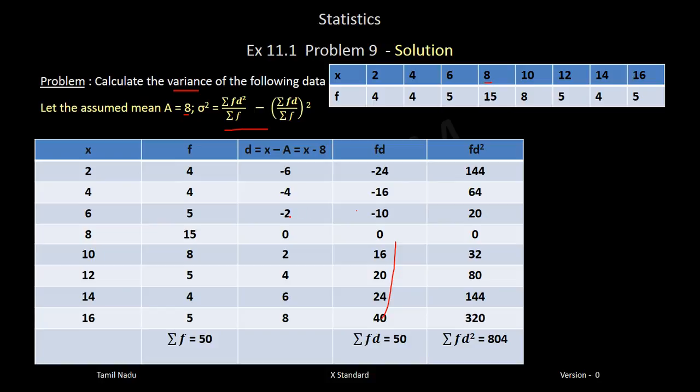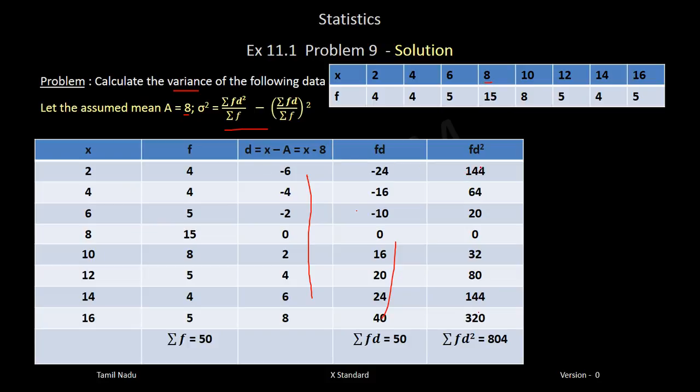So minus 2 the whole square is 4. 4 5s are 20. 0 square is 0. 0 into 15 is 0. 2 square is 4. 4 into 8 is 32. 4 square is 16. 16 into 5 is 80. 6 square is 36. 36 into 4 is 144. 8 square is 64. 64 into 5 is 320. So for the whole column d, you have to square each and every element and multiply that with the f to get your fd square.